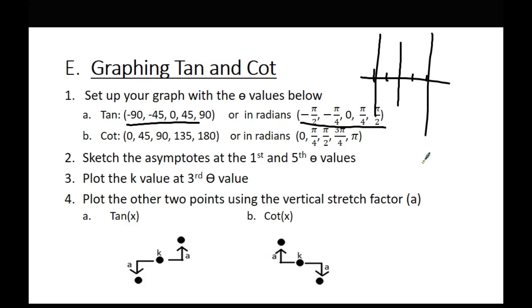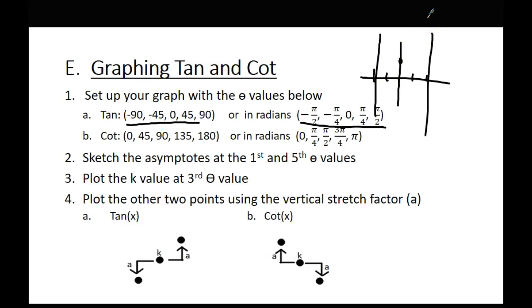Now, usually the midpoint's like in the middle, right? But if there's going to be a plus k on there, that might shift it up a little bit. From there, we're going to decide which way is it going. Is it a tangent, so it goes up, or is it a cotangent, so it goes down? Today, we're only going to do tangents, so the ones we're doing are going to be going up this way.